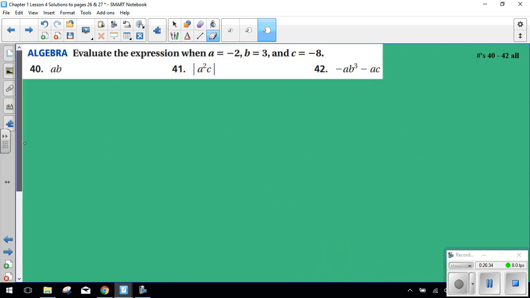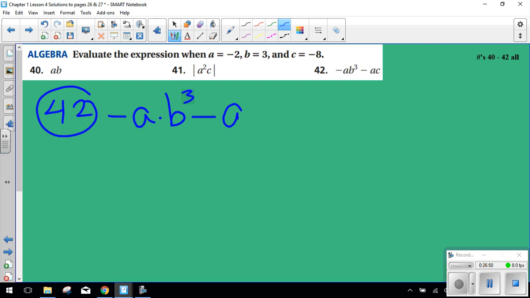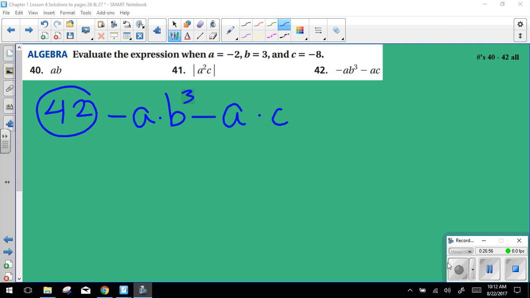Okay, there we are. So 42, we have the opposite of A times B cubed, or to the third power, minus A times C. Do you notice I added the times symbols once again? Right, so what we're going to do is create our setup. So we have the opposite of A times B to the third power minus A times C.